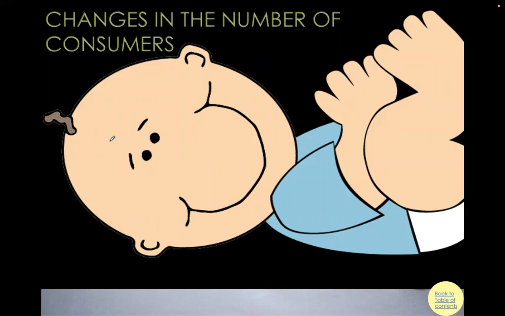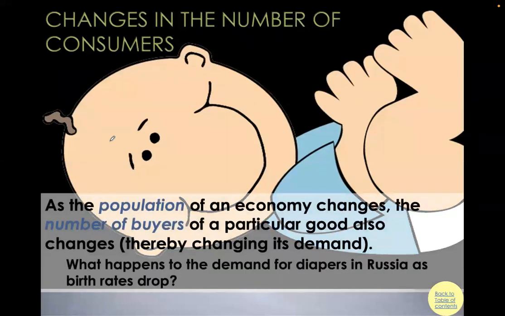Now, let's look at the last factor, a change in the number of consumers, essentially population. When population changes, the number of buyers of a particular good is going to change, and then certainly that's going to affect demand. One example: what happened to the demand for diapers in Russia as the birth rate dropped? Clearly it's going to fall, right? Now let's go back to our domestic economy. In the United States, we are undergoing a very significant demographic change.